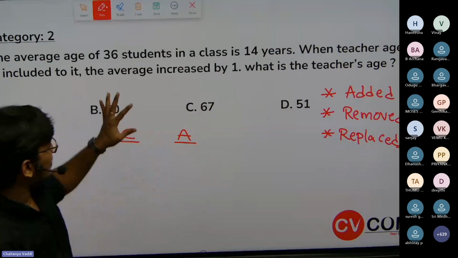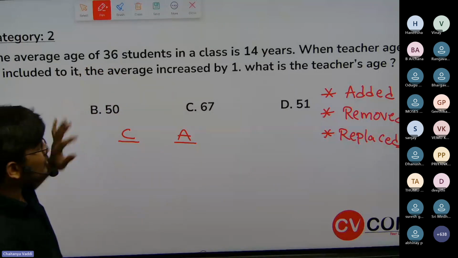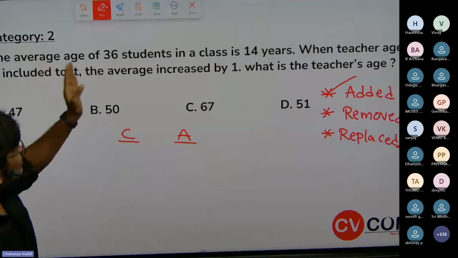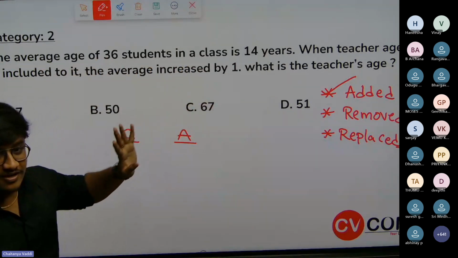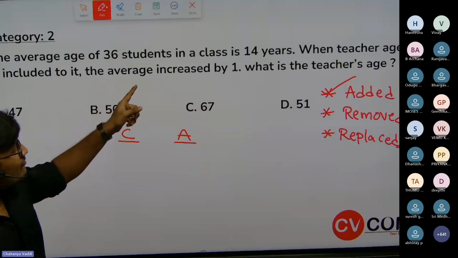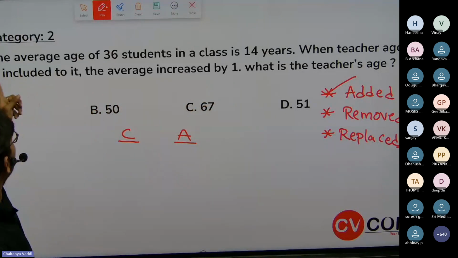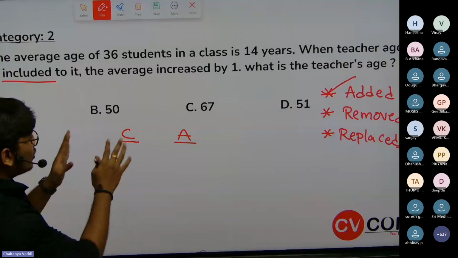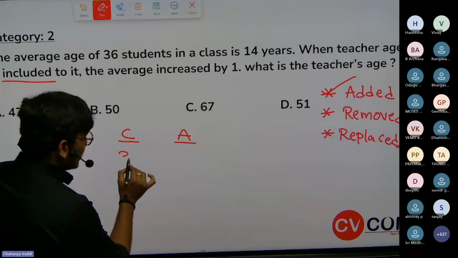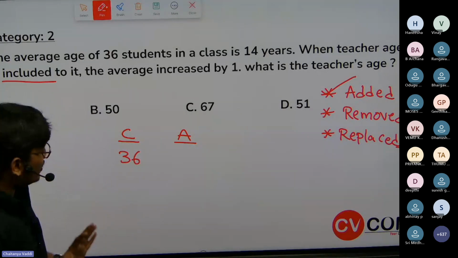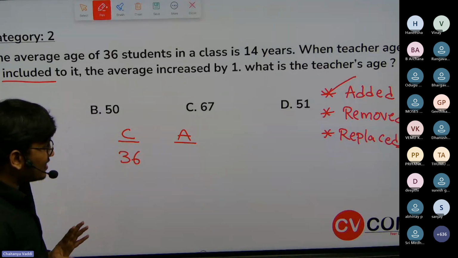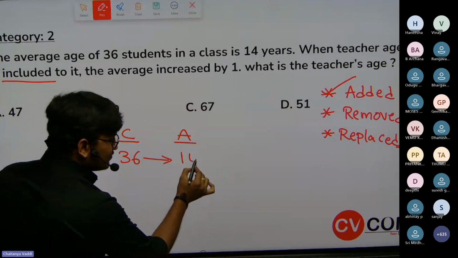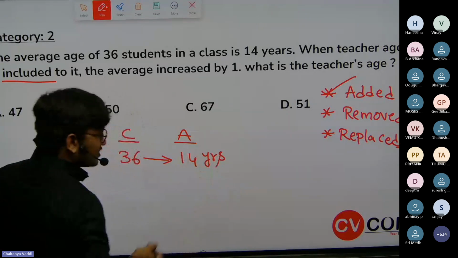If you observe, this question comes under the first category, which means a person is getting added here. The average age of 36 students in a class is 14 years. When the teacher's age is included, the average is increased by 1. Included means the teacher is getting added to the class. Now what's the count of the class? Total 36 students. What you need to do is very simple: take the count as 36. What is the average of these 36 students? The average is 14 years, correct?